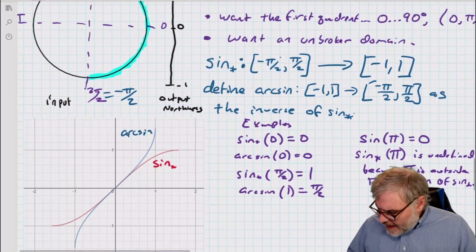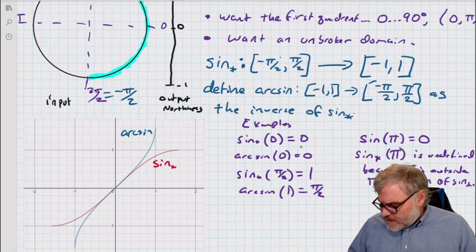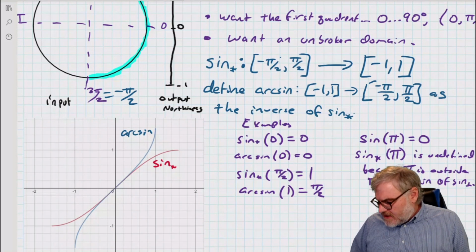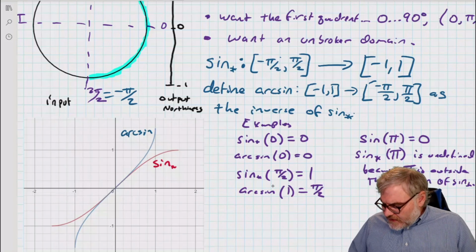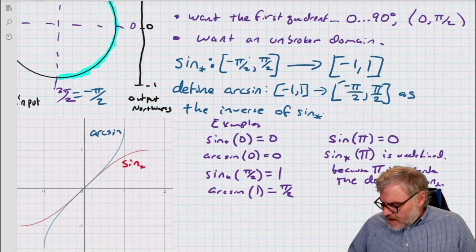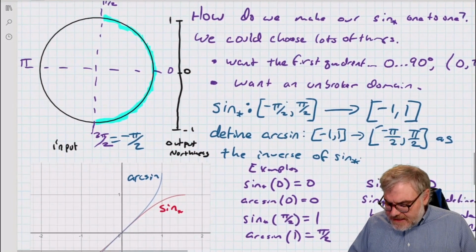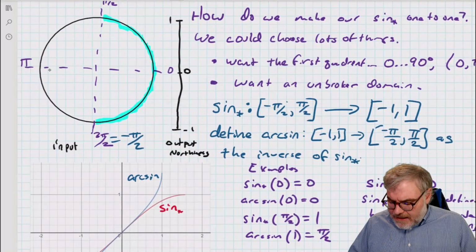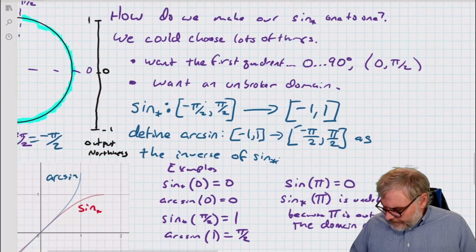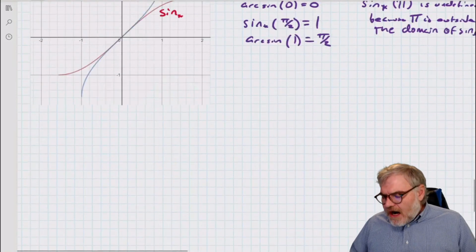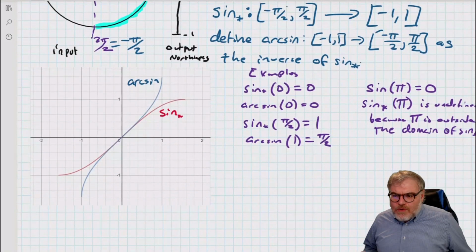So again, sine star of 0 equals 0, so arcsine of 0 equals 0. Sine of pi over 2 equals 1, so arcsine of 1 equals pi over 2. Sine of pi, again, equals 0, but sine star of pi is undefined. It's over here, and it's not in my domain for sine star. Okay. So we're doing the same thing we did before. All right, so now we've defined something that's 1 to 1 and onto.